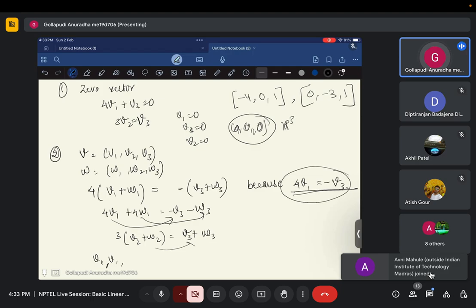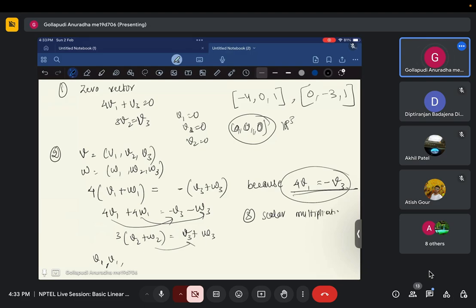So even if we see the scalar multiplication, suppose I'm saying alpha v1, alpha v2 and alpha v3, so alpha v1 into 4 should be equal to minus alpha v3, alpha gets cancelled and we'll get it. Similarly the other way. So this forms a vector space. I hope this is clear till now.